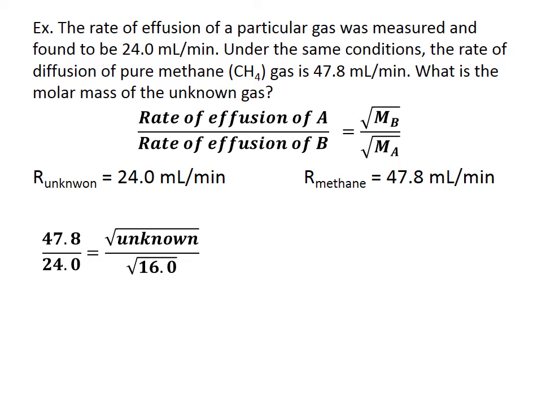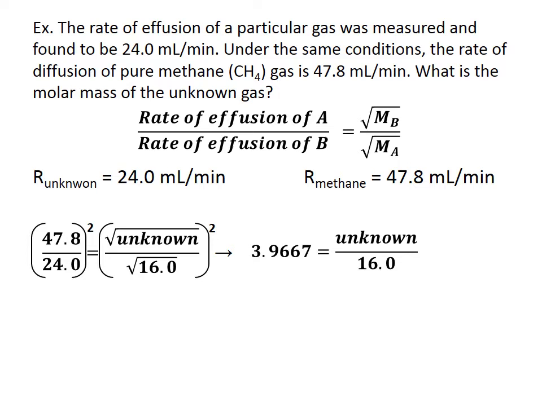Now, there are several ways you can go about solving this problem. The way I've chosen is to start by getting rid of our square root. To get rid of the square root, we square the component, and whatever we do to one side of the equation, we must do to the opposite side. So now that gives us this value: 3.9667 is equal to the molecular mass of the unknown divided by 16.